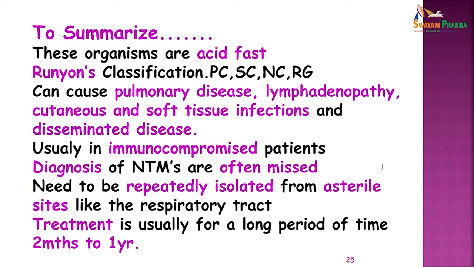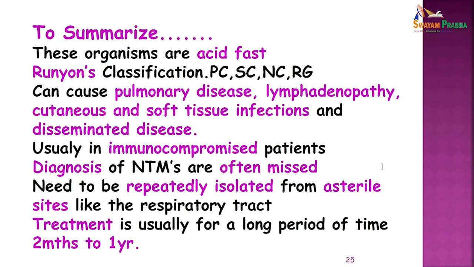To summarize, NTMs are acid-fast organisms, which on Runyon's classification can be divided into photochromogens, scotochromogens, non-chromogens and rapid growers, which helps us identify the species. They can cause pulmonary disease, lymphadenopathy, cutaneous and soft tissue infections, and disseminated disease. They are usually found in immunocompromised patients, and diagnosis is often missed, but conclusive diagnosis is made only by demonstrating repeated isolates from non-sterile sites like the respiratory tract. However, from sterile sites, even a single isolate can be significant.